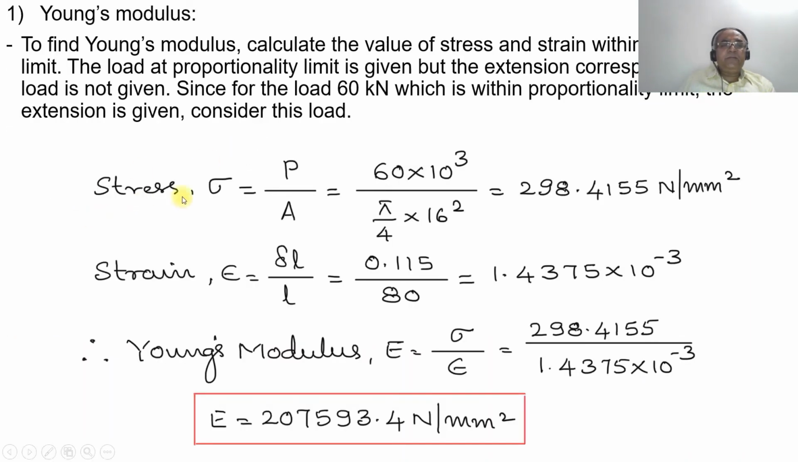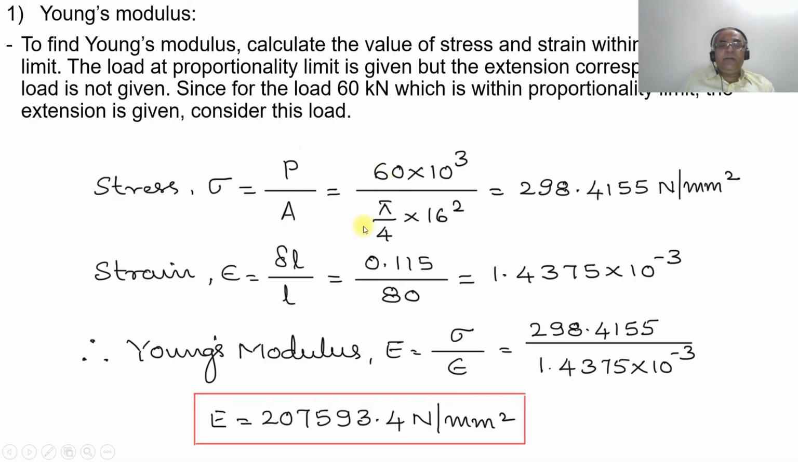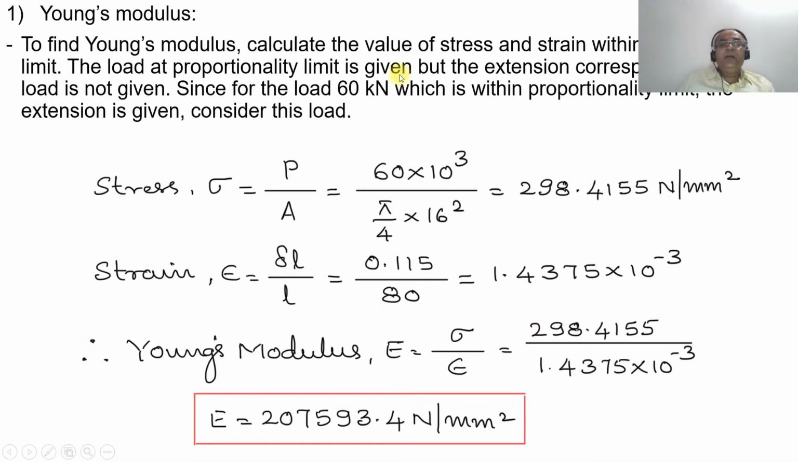So stress sigma is equal to P by A. The load is 60 into 10 to the power of 3 divided by pi by 4 into 16 squared, because the diameter of the steel bar is 16 mm. Since it is a circle, the area of cross section is pi by 4 into d squared. On simplification, you get 298.4155 Newton per mm square.